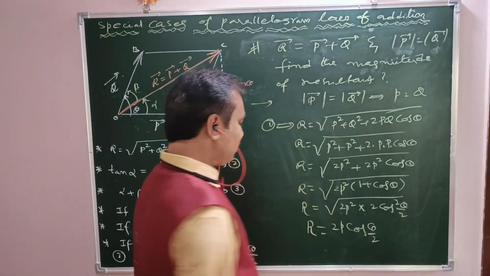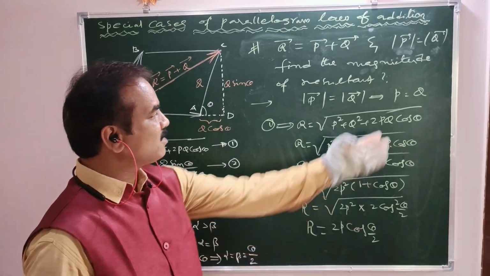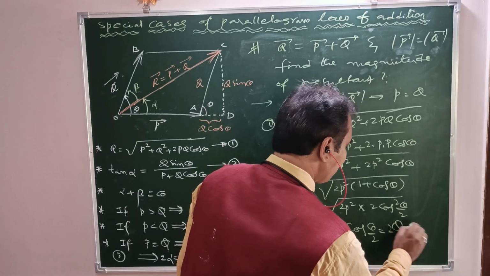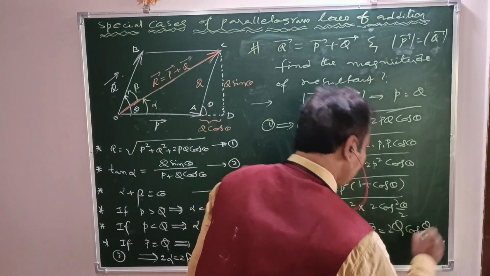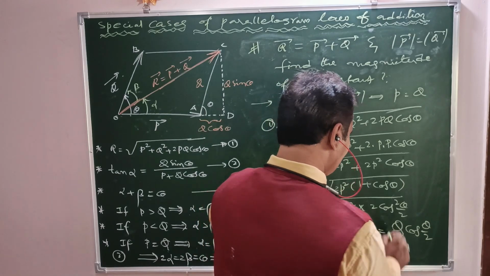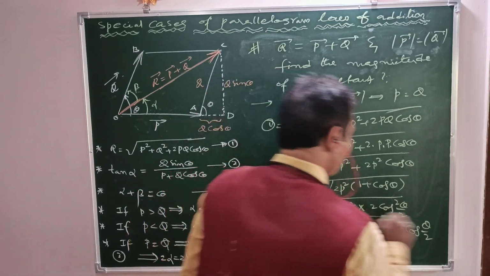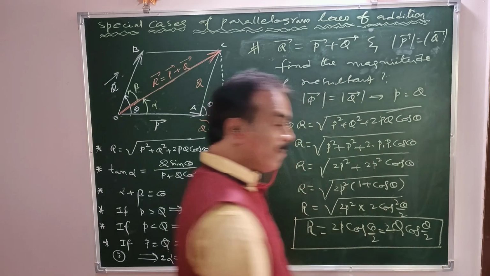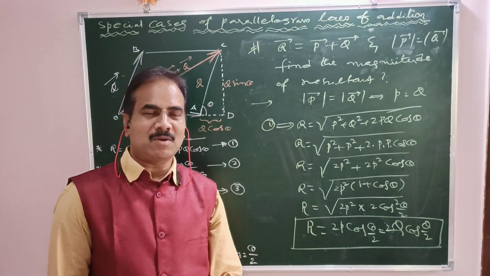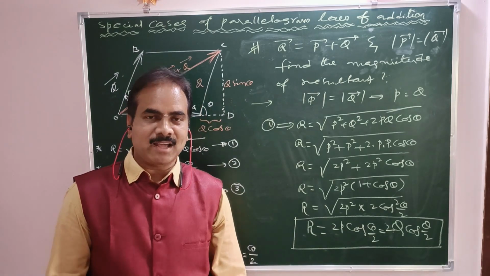Here P is the same as Q, so this also can be written as 2Q cos theta by 2. So this is the magnitude of the resultant. That is, R equal to 2P cos theta by 2, otherwise 2Q cos theta by 2.